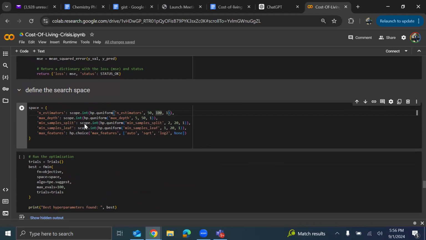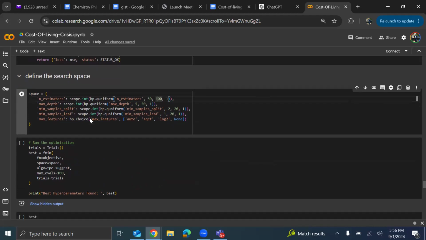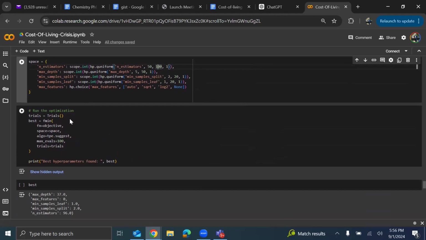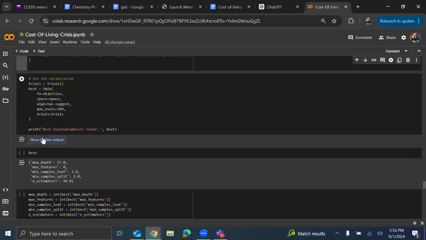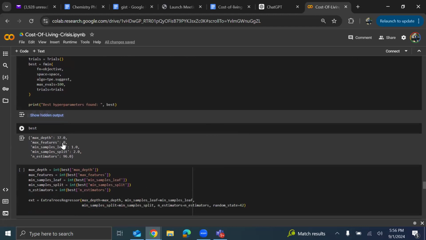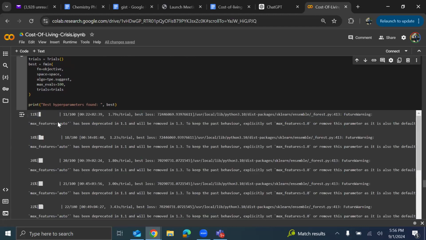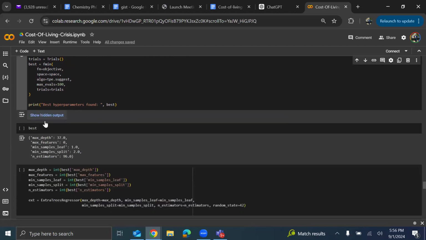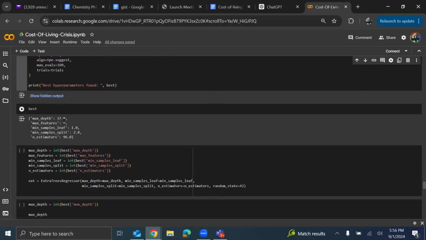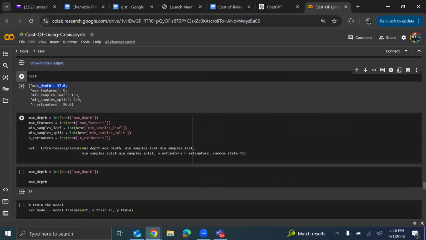And then the minimum sample split, just random, and then I set my trials. If you see this output, it was quite much. Then these were my best results. The maximum depth was obviously too deep.